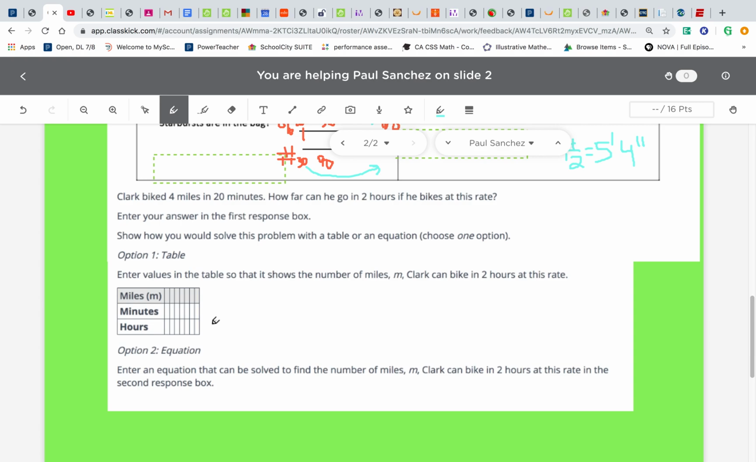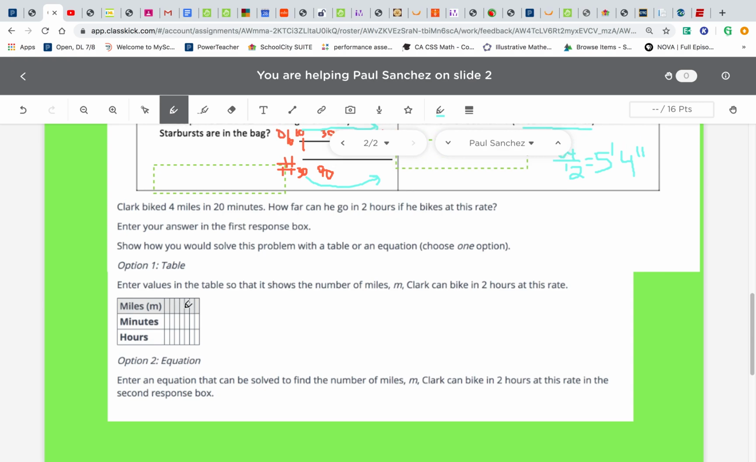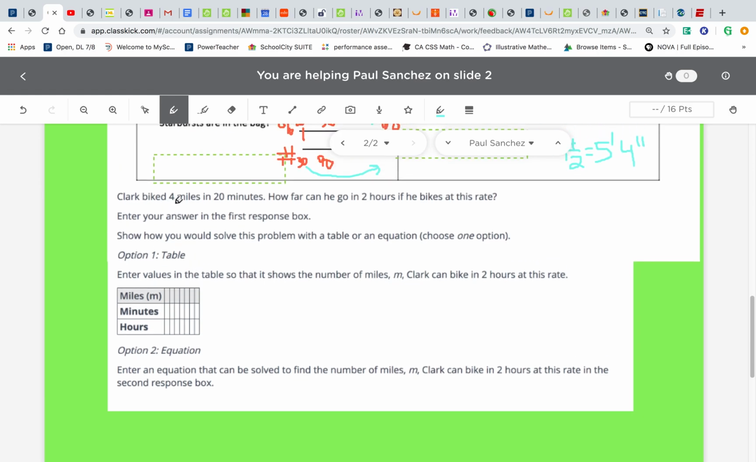And so we have minutes, miles, and hours, okay? We have all those things in here. So we can fill this in. This table is a little bit of a tight squeeze. That might be tough to write in there. Let's think about this here. Clark bikes 4 miles in 20 minutes. How far can he go in 2 hours?